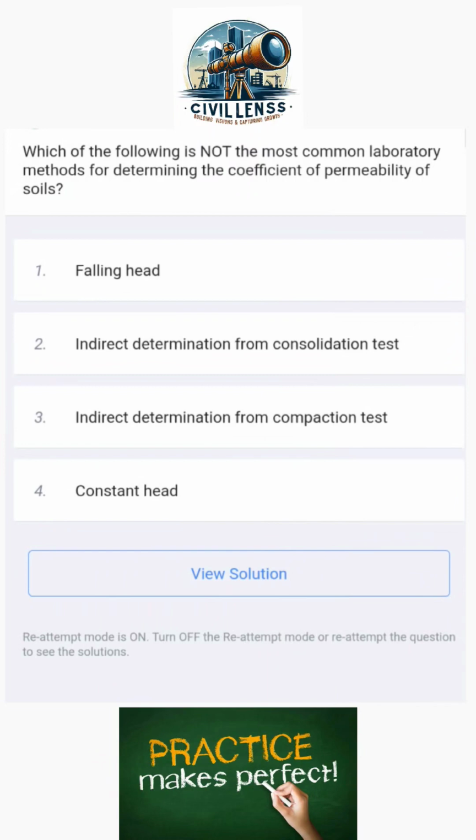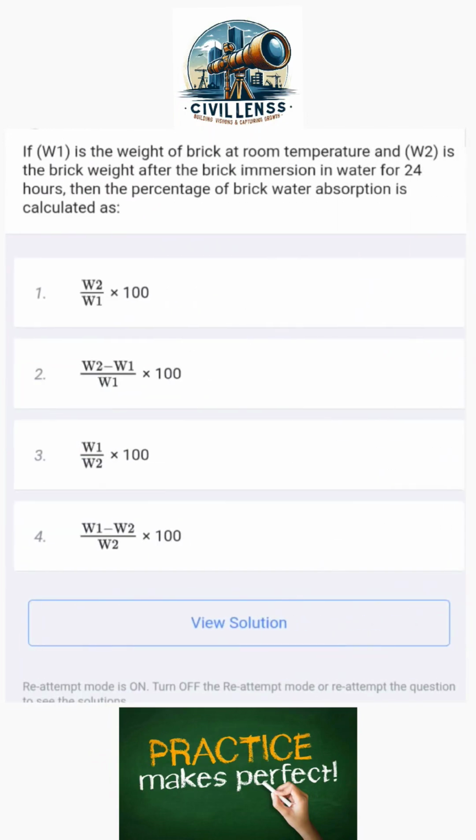Which of the following is not the most common laboratory method for determining the coefficient of permeability of soils? Indirect determination from compaction test. If the weight of the brick at room temperature is W1 and the brick weight after immersion in water for 24 hours is W2, then the percentage of brick water absorption is calculated as weight of water by weight of brick. So it is W2 minus W1 by W1 into 100.